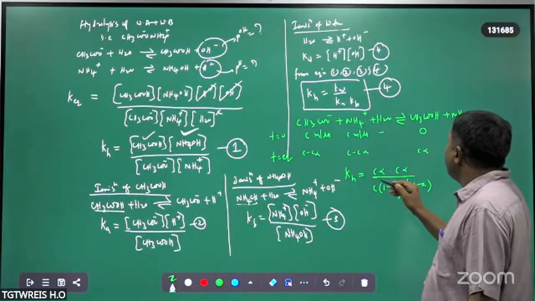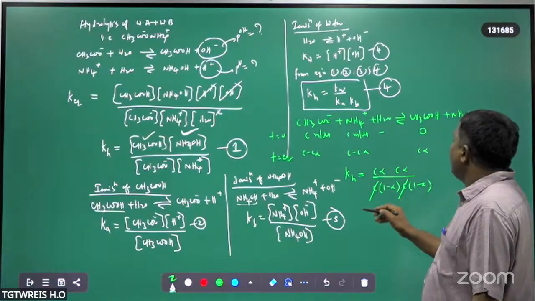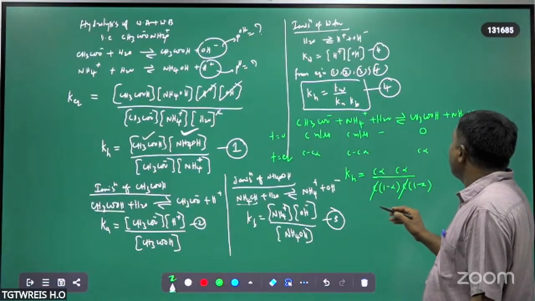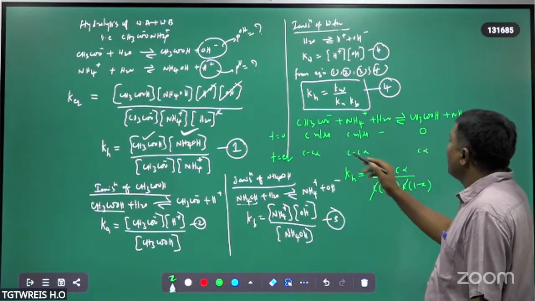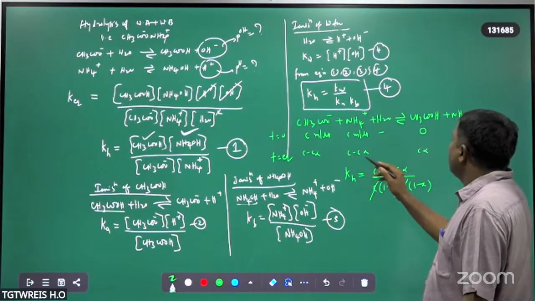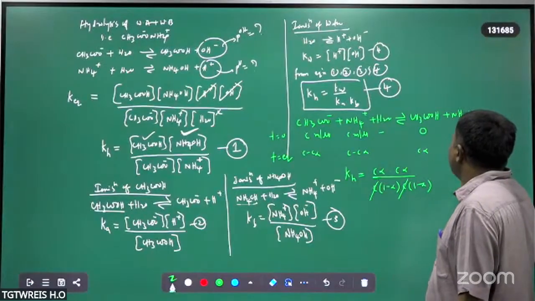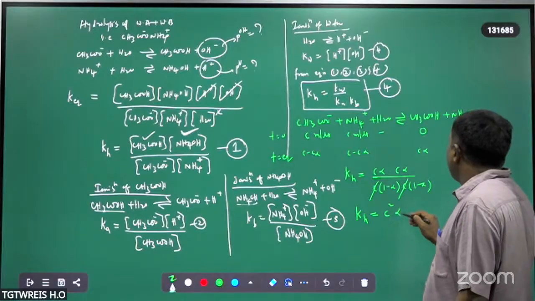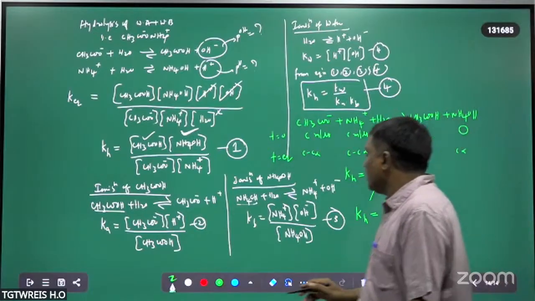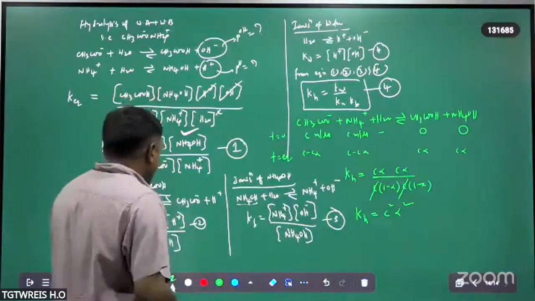So this C and this C cancel. Therefore, KH is equal to what now from this? This is C minus C alpha, this is also C minus C alpha. This is C alpha, this is C alpha. So KH is equal to what now from this? C square alpha square. Okay.